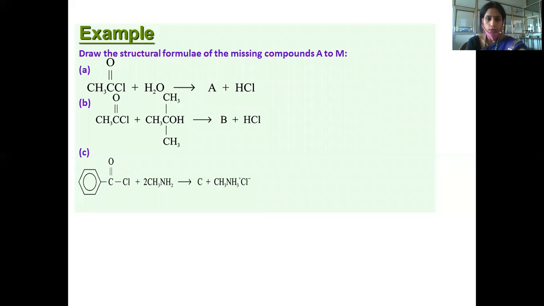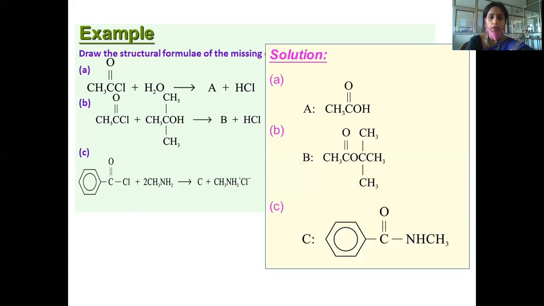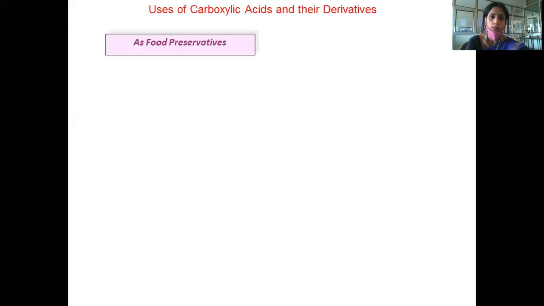Some of the examples are also given over here. You can just go through it. So if acid chloride gets hydrolyzed, we get a product. You know what the product is because you've done it. Okay, so this is for your practice. So I'm not going through it.